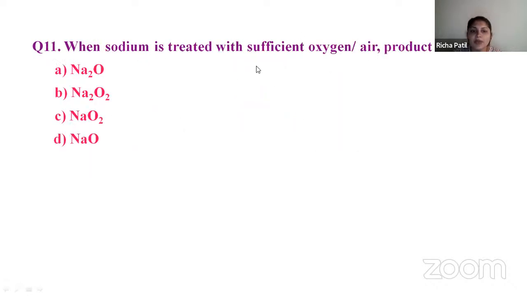When sodium is treated with sufficient oxygen or air, what is the product obtained? When sodium reacts with oxygen, what is obtained? It is Na2O2. B is the correct answer. Na2O2. So this is the correct answer.